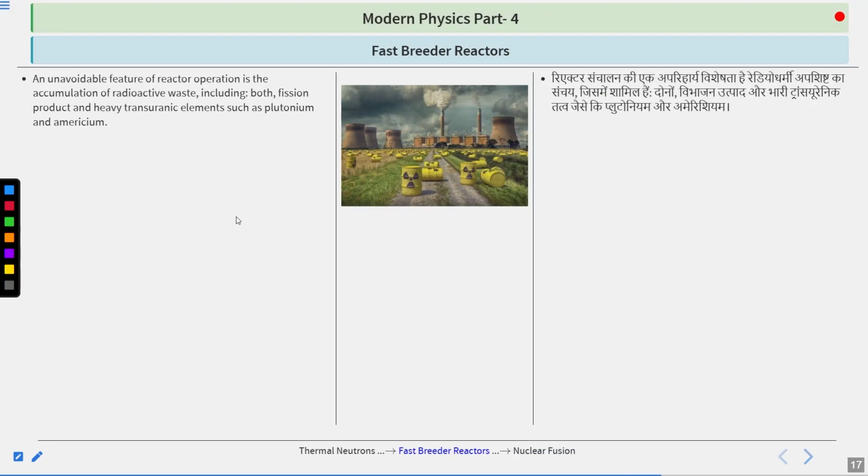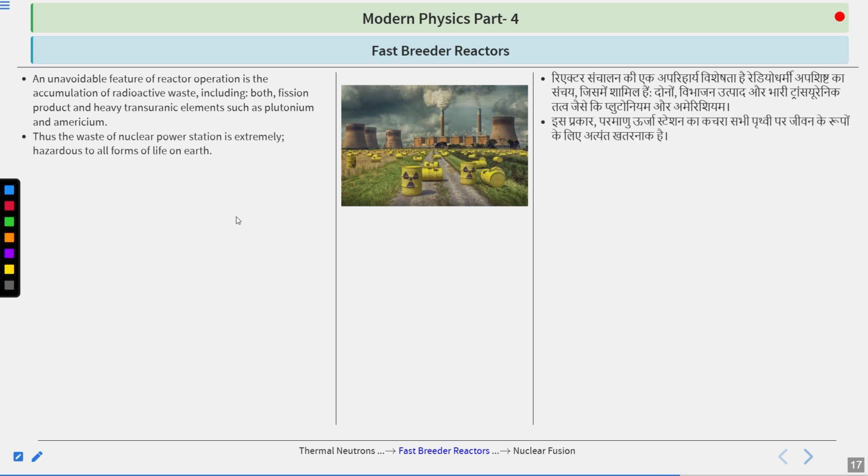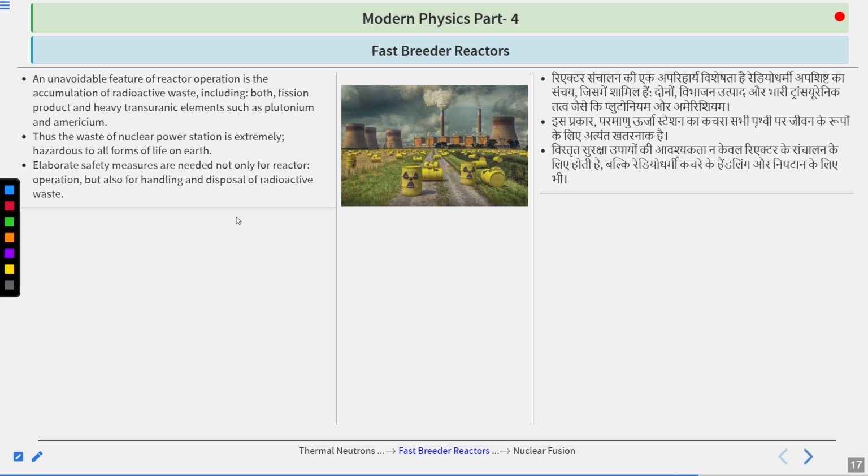An unavoidable feature of reactor operation is the accumulation of radioactive waste, including both the fission products and heavy transuranic elements such as plutonium and americium. Thus, the waste of a nuclear power station is extremely hazardous to all forms of life on Earth. Elaborate safety measures are needed not only for reactor operations, but also for handling and disposal of radioactive waste.